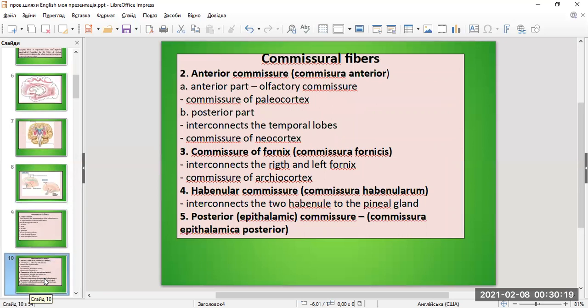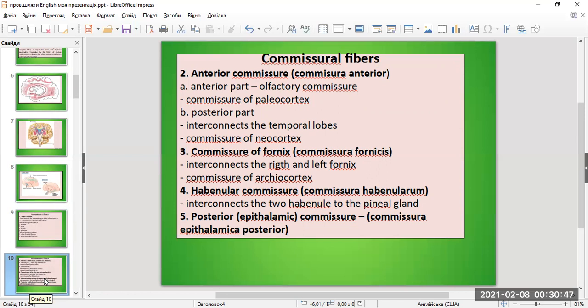Anterior commissure, commissura anterior, consists of two parts: the anterior part or olfactory commissure, the commissure of paleocortex, and the posterior part or commissure of neocortex. The posterior part interconnects the temporal lobes.